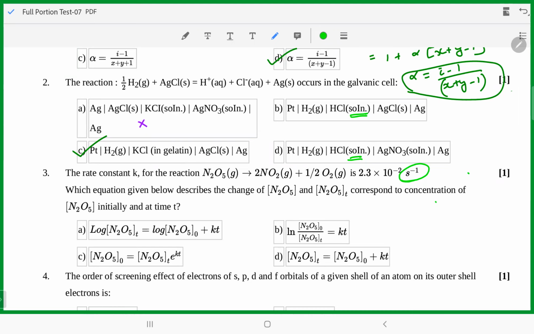From the unit we come to the conclusion that K is equal to 2.303 by t log a by a minus x. It's a first order reaction. For this reaction, a is the initial concentration and a minus x is the concentration after time t. Correct?